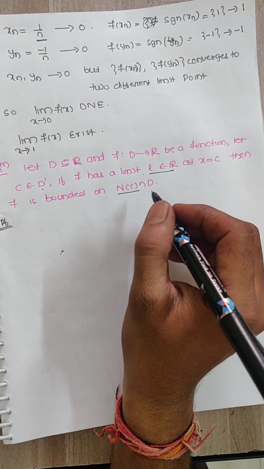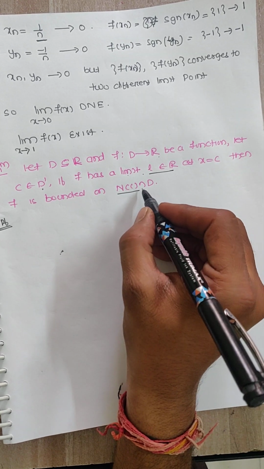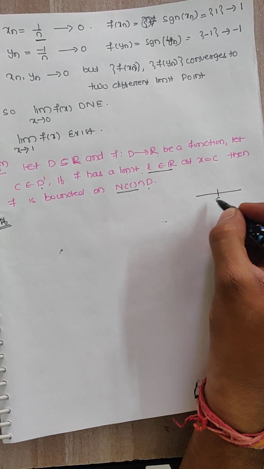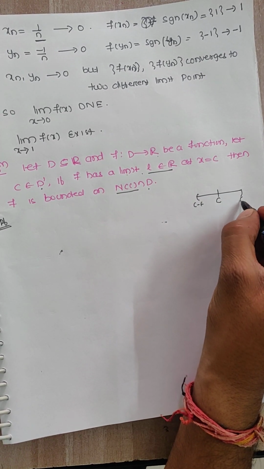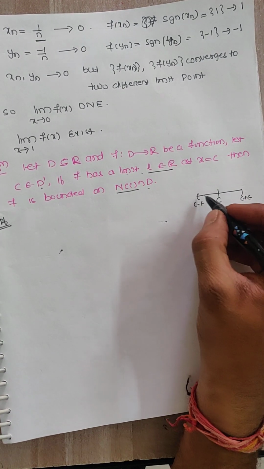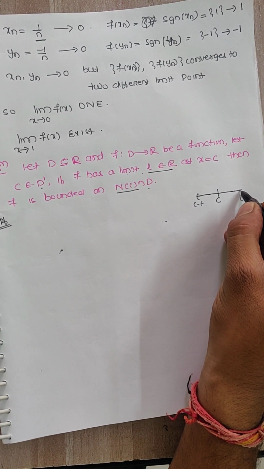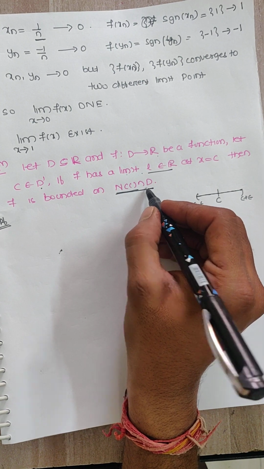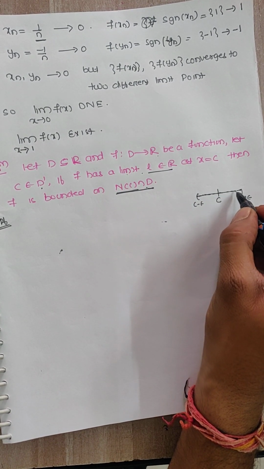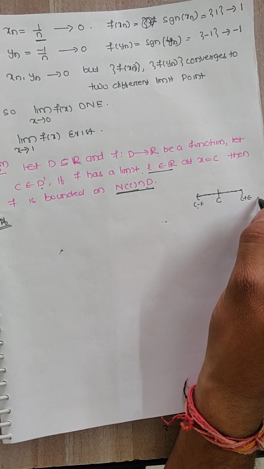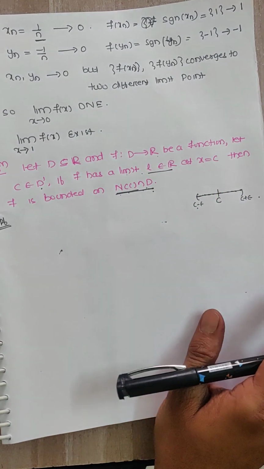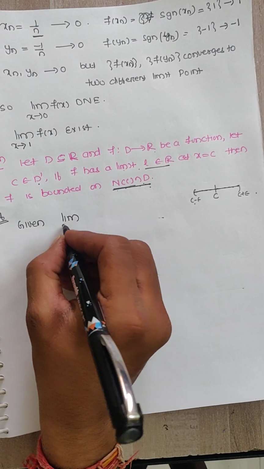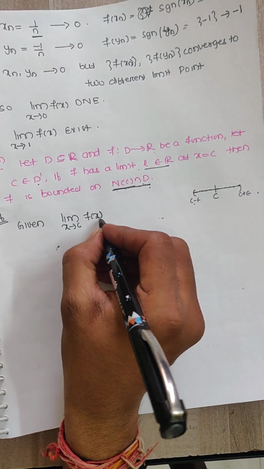First of all, some of our students don't understand why we are taking the intersection with D. Let me explain this one. A neighborhood of c is something like c minus epsilon, c plus epsilon. It is not necessary that the function is defined at all these points. So we are taking those points. If I take the intersection with D, then we will get those points of the neighborhood where the function is defined. That's why the neighborhood of c intersection with D is taken. Okay. Given limit x tends to c, f(x) is equal to L.